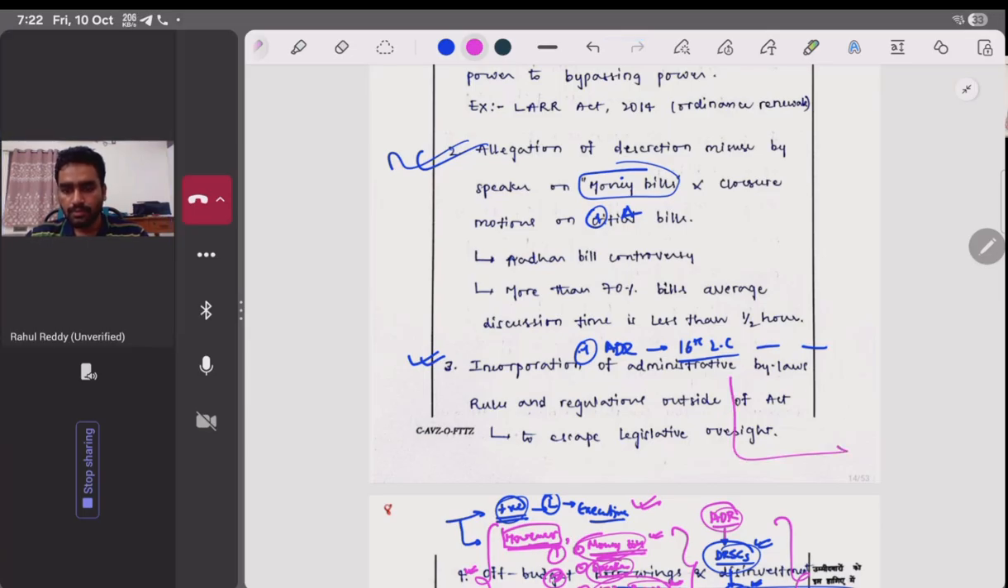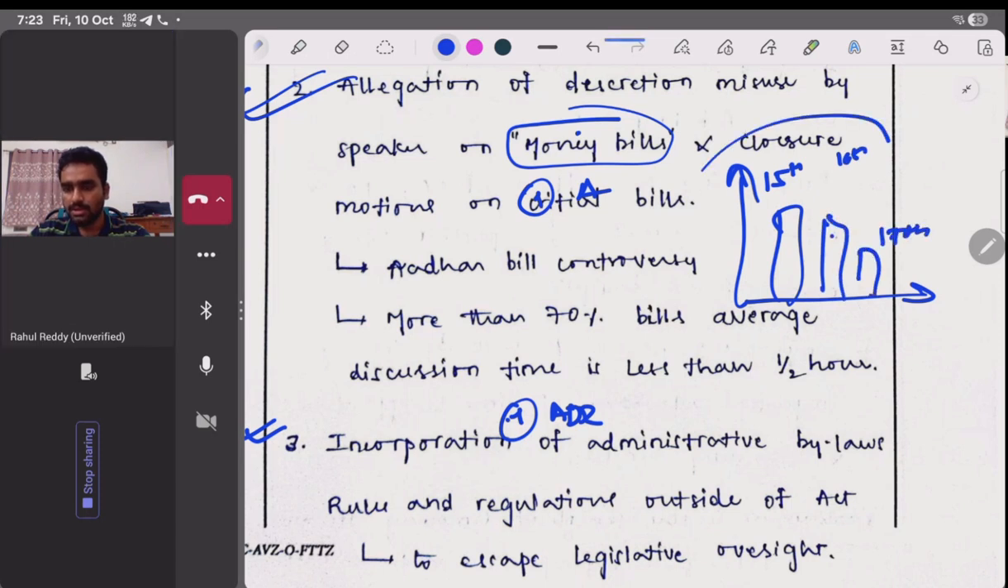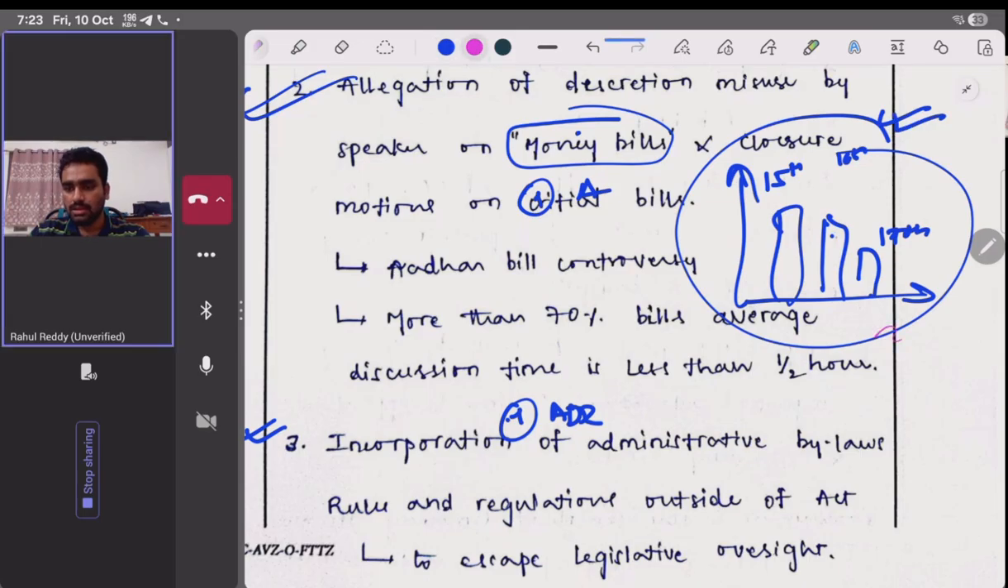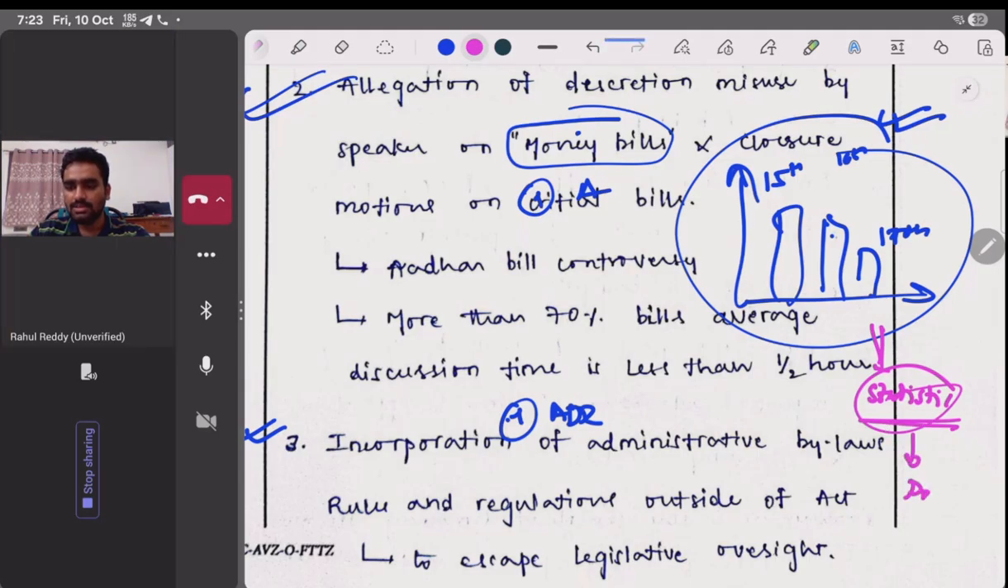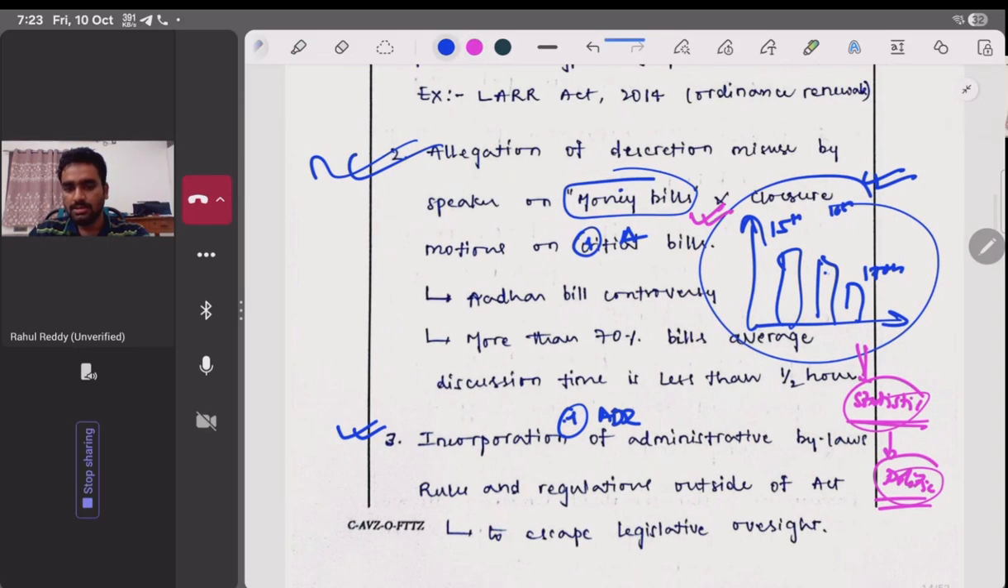If you want to make a very special case, you can draw a figure like this: 15th, 16th, it reduced in the 16th, then it reduced in the 17th. It will be exceptional, you are providing a statistical, mathematical model in your quality answer, so it will fetch you more marks. These are something that you must try. If you have to reduce one point you can reduce, but you have to do this type of thing.